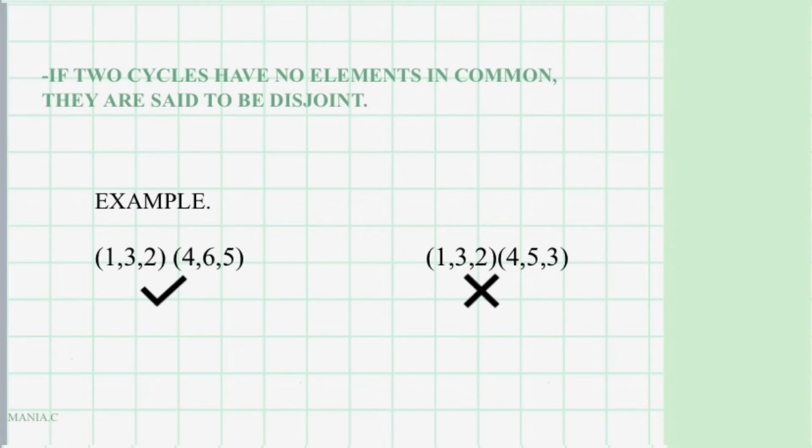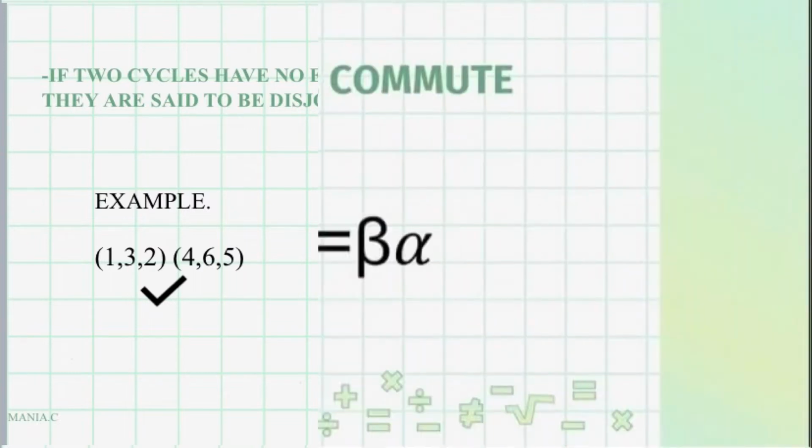So let us consider (1 3 2) and (4 6 5). This would be disjoint since, as I said a while ago, they have nothing in common. On the other hand, if we take a look at (1 3 2) and (4 5 3), this would not be disjoint because they have something similar, and that is the number 3 that they both have.